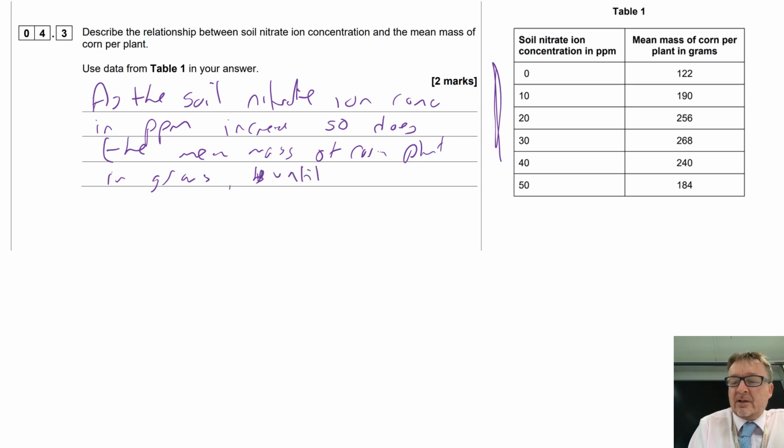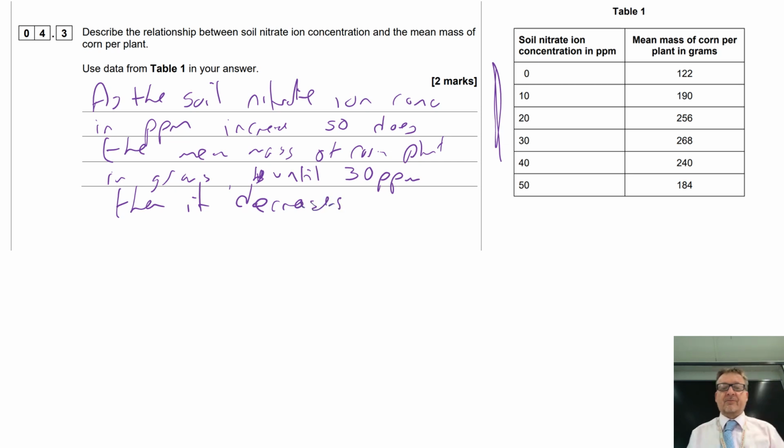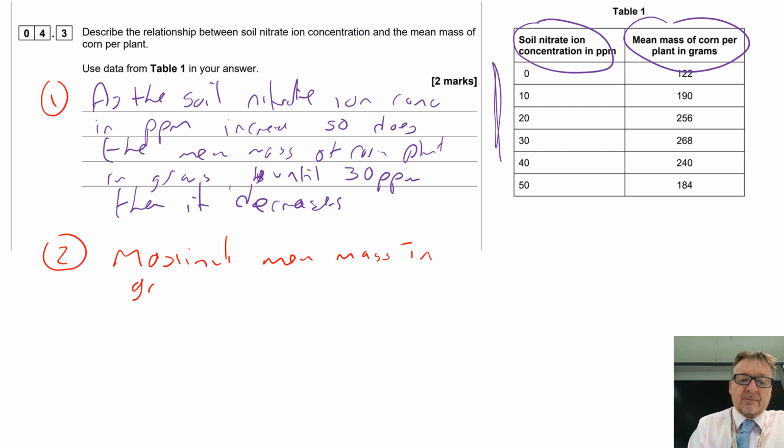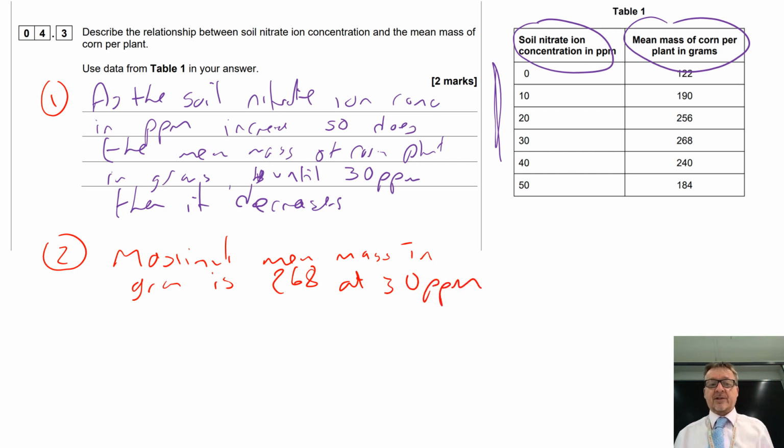until 30 ppm, then it decreases. Okay, now what you've done there is, I know it's stupid, but I've just written them in. Okay, so that shows then what you're looking at. That's one observation, the one thing I could do. And then the second one is, so that's number one, that's number two. I could then say the maximum mean mass in grams is 268 at 30 ppm. Okay, so all I've done is I've just looked at the table.